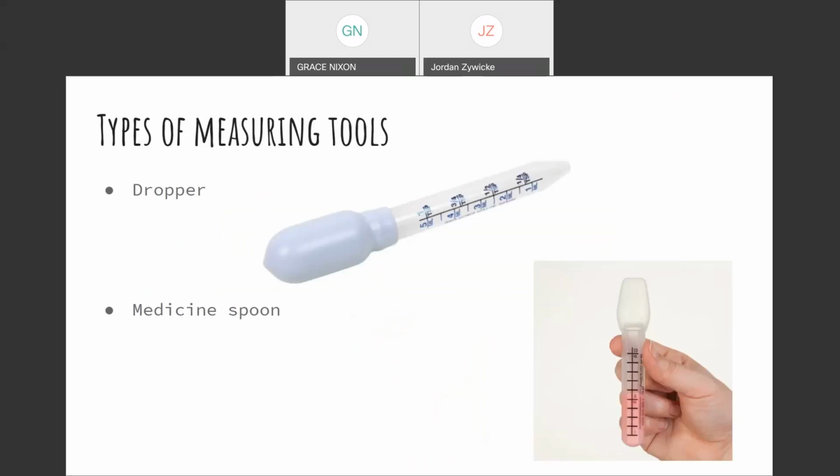On this slide, we have examples of a medicine dropper on the top and a medicine spoon on the bottom of the slide. These will most likely come in the package with the over-the-counter medicine if they will be needed for measuring.